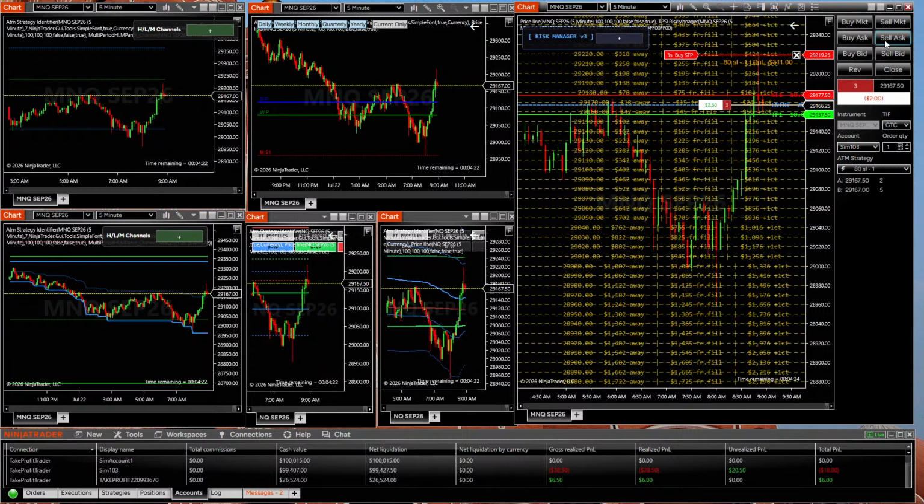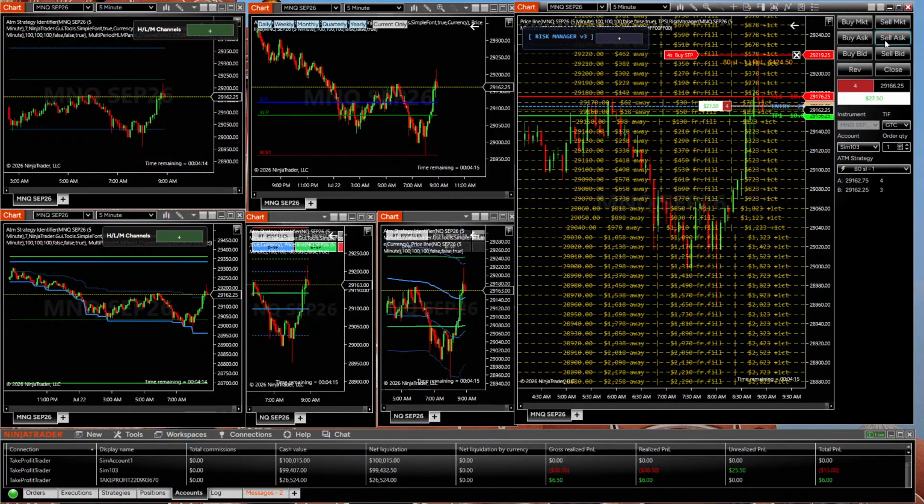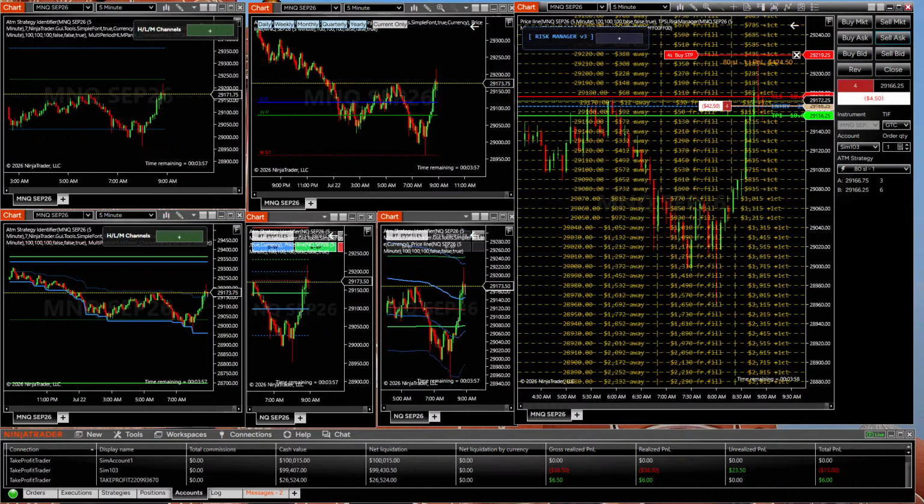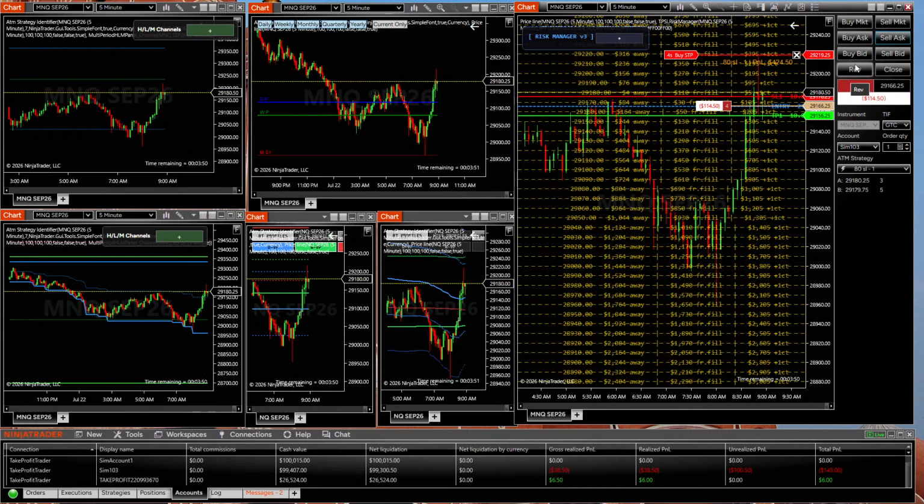Possible 130s. Let's see, 140s, 150s. See how it's kind of slowly trying to edge on down. That could have been it right there. VWAP shifted. Shift of VWAP.